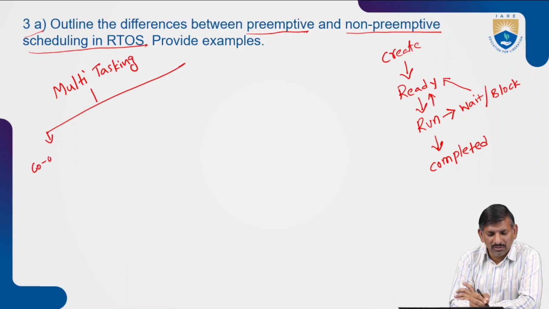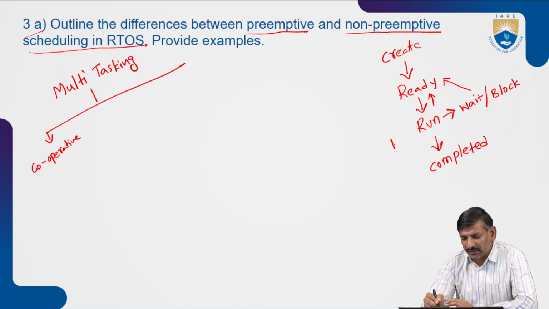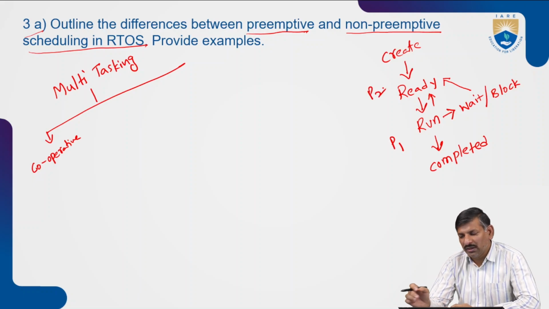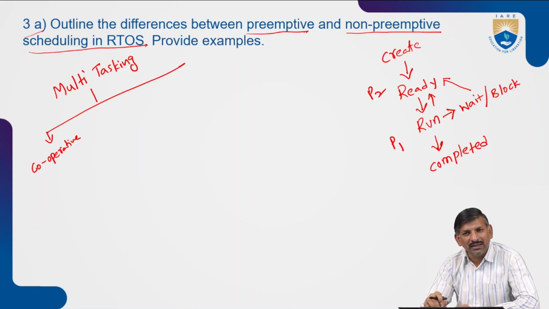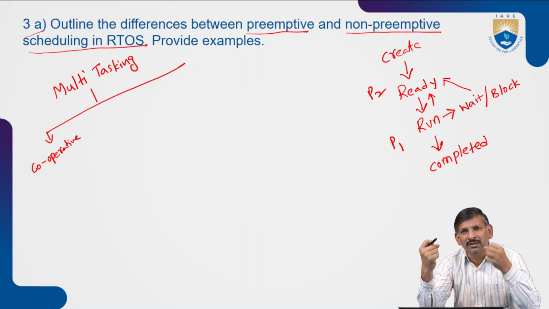Cooperative multitasking means, suppose a process is executing and another process is waiting for the CPU. P1 voluntarily releases the CPU, and only then process P2 gets the CPU. Or whenever process P1 voluntarily comes to the ready state, only then process P2 enters the running state. That type of scheduling is called cooperative, cooperation between process P1 and process P2.